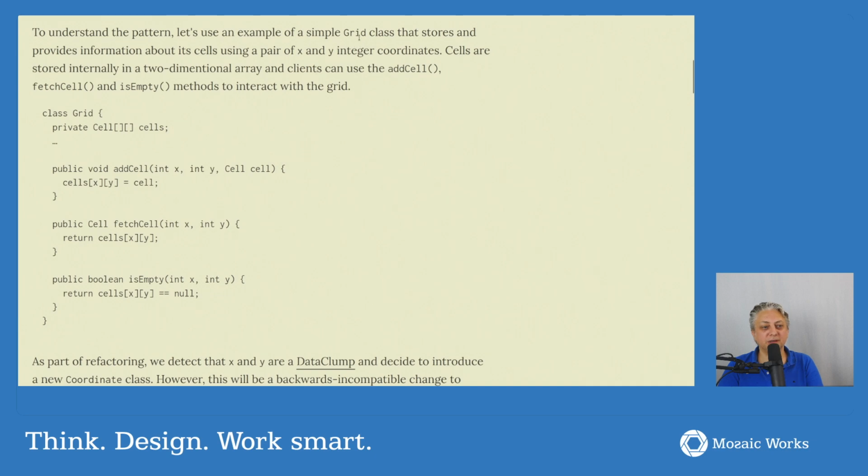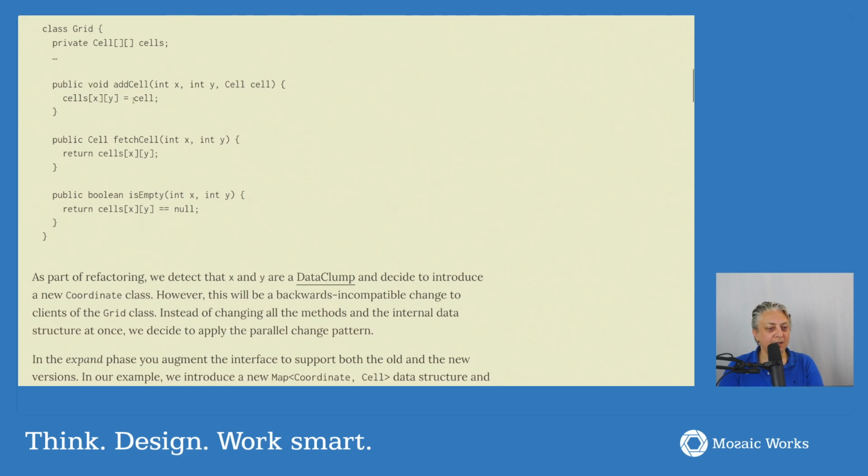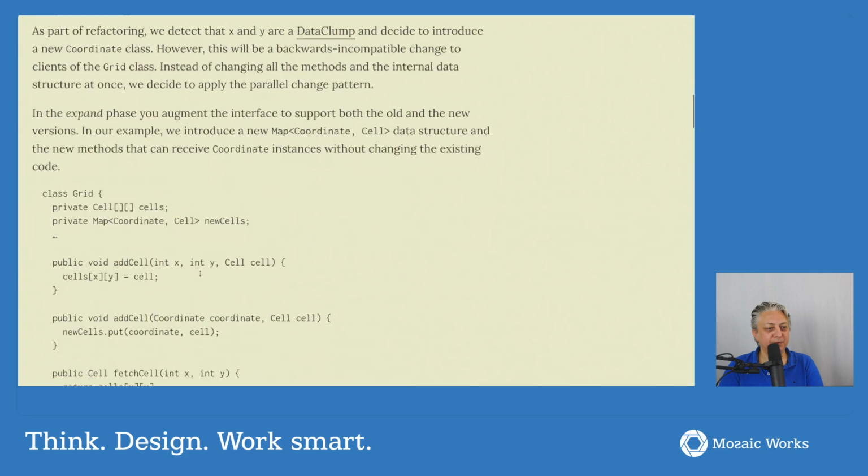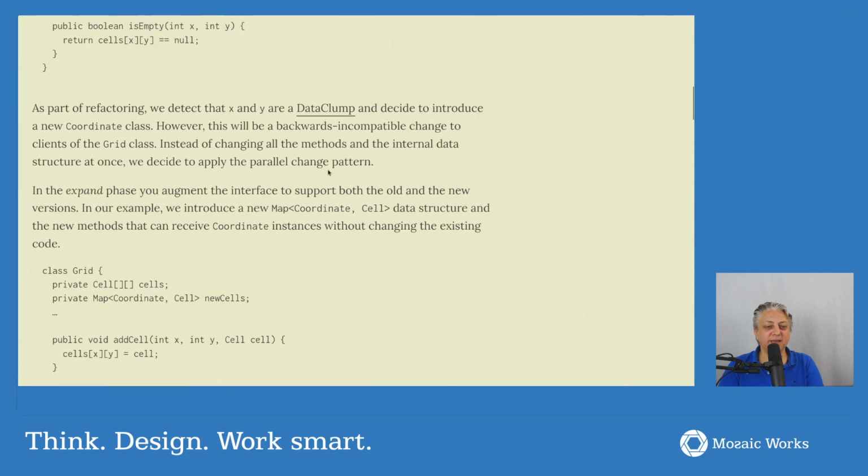So we have a simple grid class that stores and provides information about its cells using a pair of x and y integer coordinates. Cells are stored internally in a two-dimensional array, and clients can use the addCell, fetchCell, and isEmpty methods to interact with the grid. And you can see in the code example, as part of refactoring, we detect that x and y are a data clump and decide to introduce a new coordinate class. So data clump is basically two variables that fit together. However, this will be a backwards incompatible change to clients of the grid class.